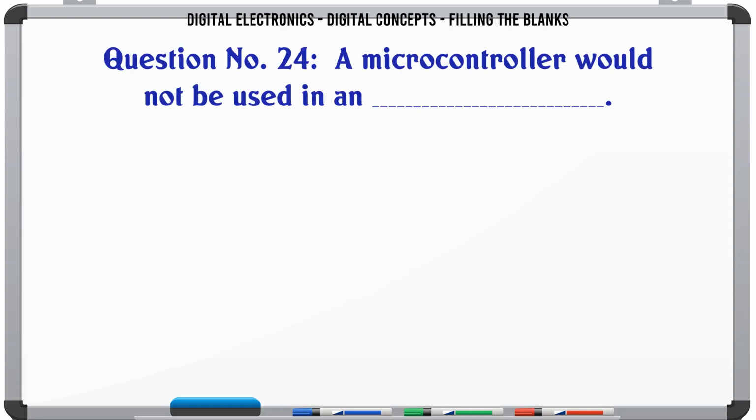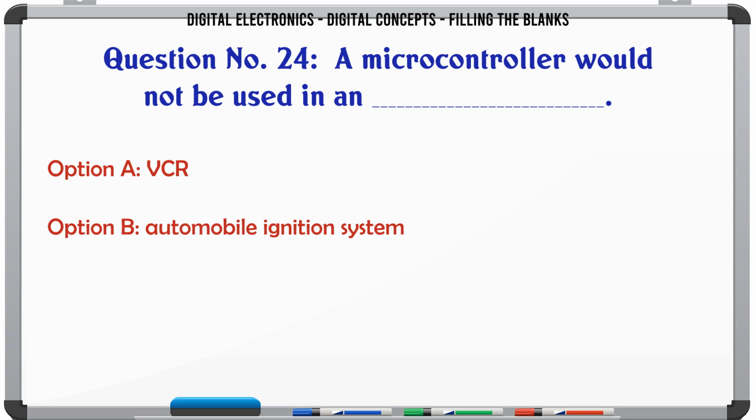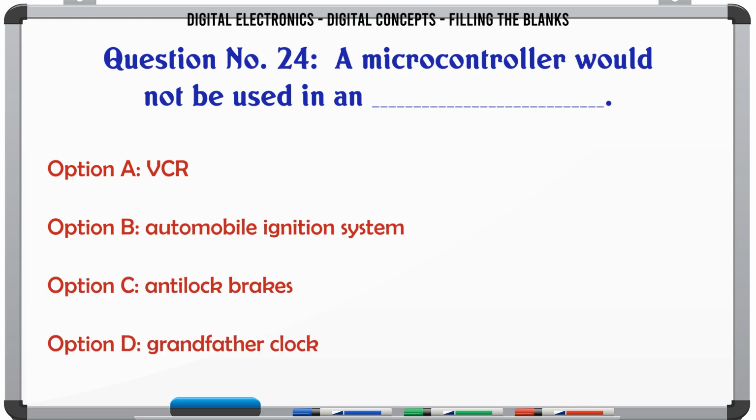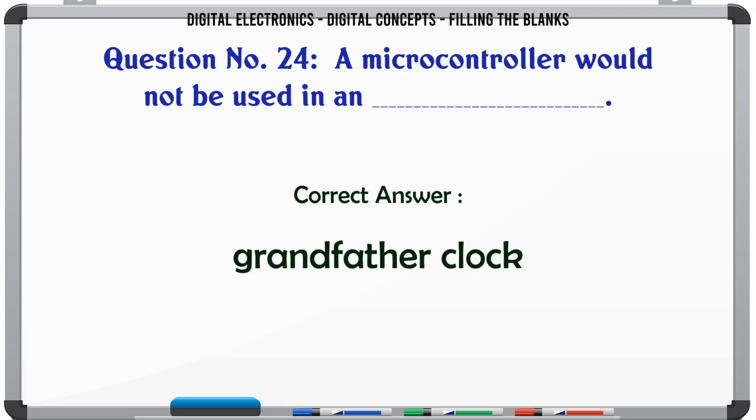A microcontroller would not be used in an A. VCR. B. Automobile ignition system. C. Anti-lock brakes. D. Grandfather clock. The correct answer is grandfather clock.